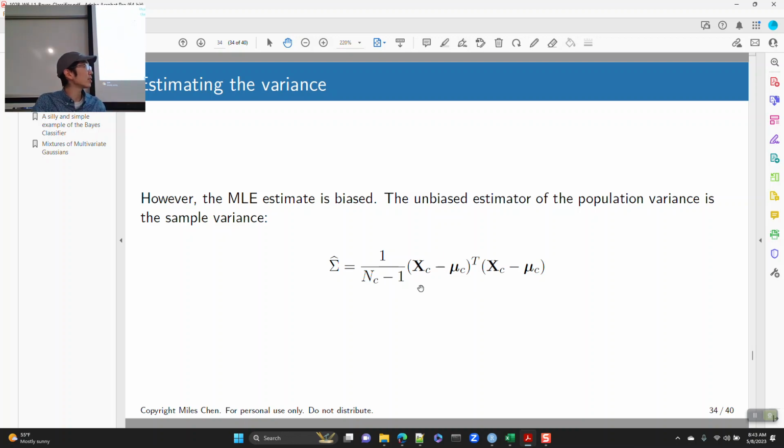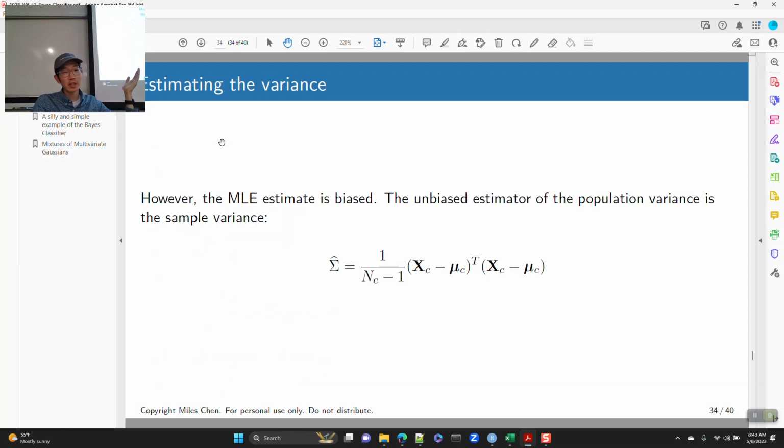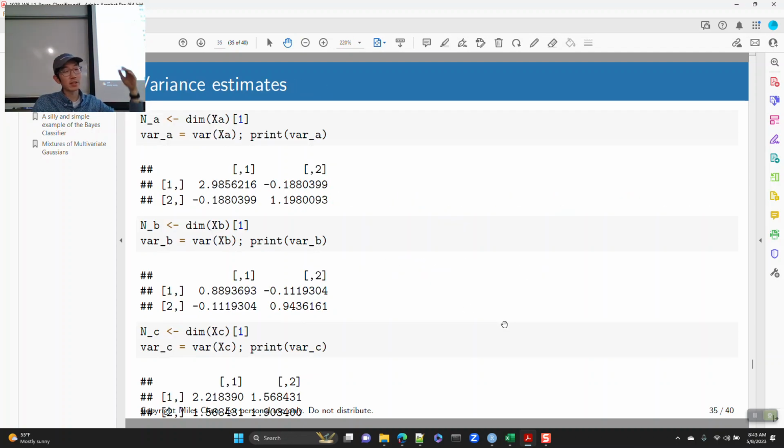This is easy for us to do because if you give R a matrix, and our matrix is 30 rows, 2 columns, and you just say, hey, calculate the variance of that matrix, it's going to calculate exactly this. It's going to give you a 2 by 2 matrix.